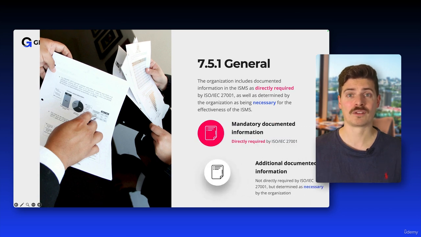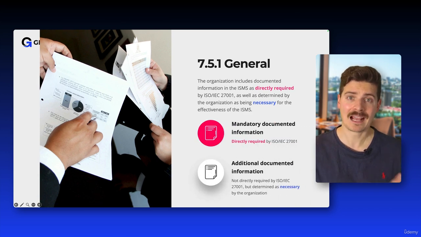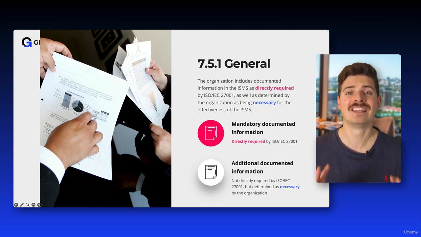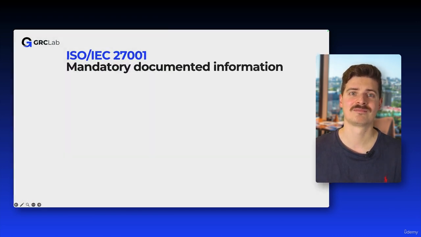Now, when it comes to documented information, we need to distinguish between mandatory and additional documented information. Mandatory documented information is directly required by the standard and must be available to be compliant with the standard. Additional documented information is not directly required by the standard, but organizations are free to determine additional pieces of information that they consider as necessary for their specific needs.